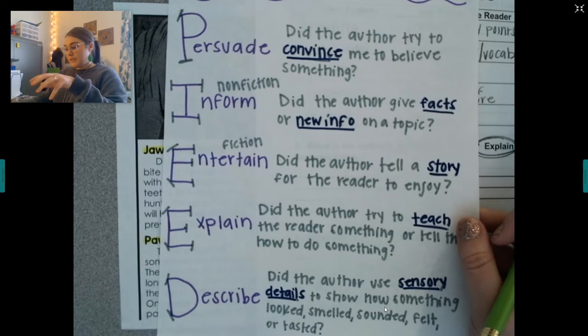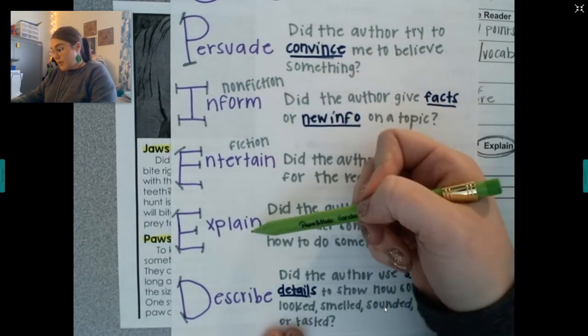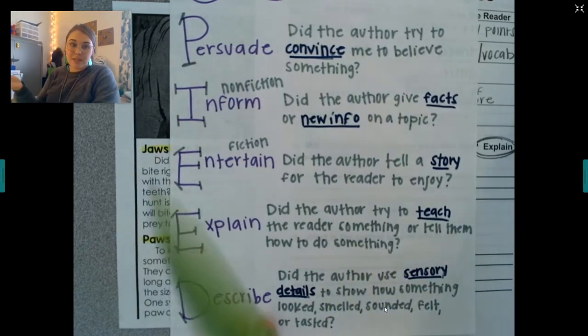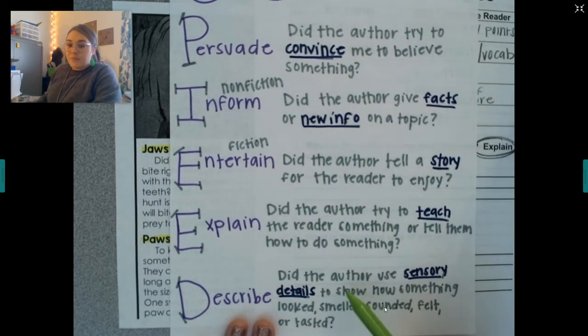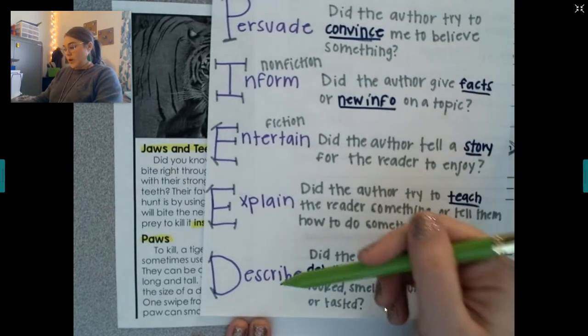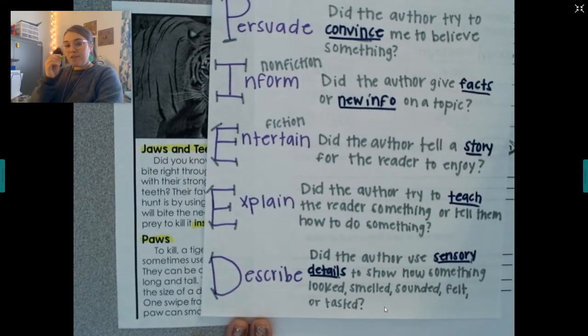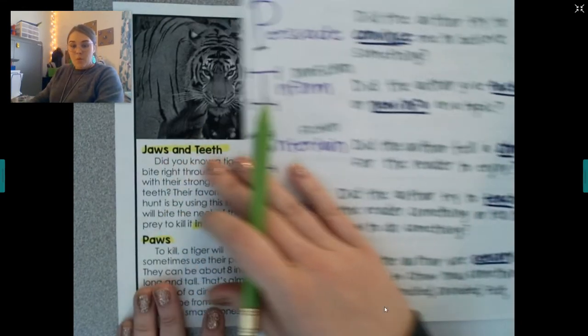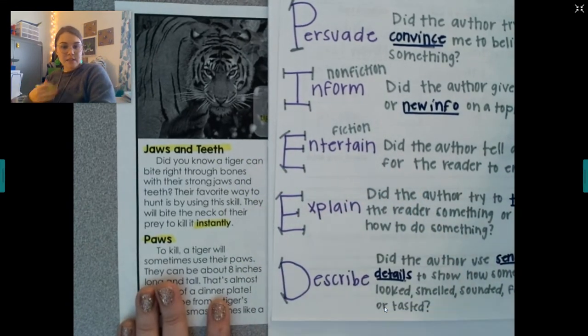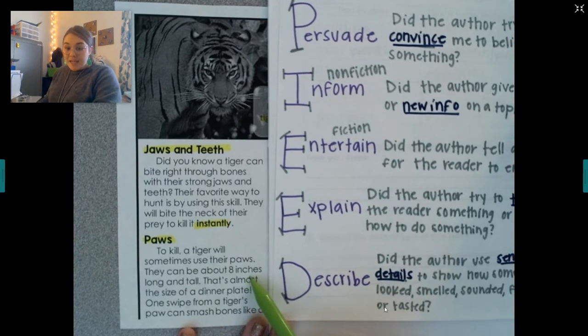So here is what I was thinking. It's either going to be inform, explain, or describe. Did it give me any steps or try to teach me anything? No. Nothing was taught to me besides facts about tigers. Now, I get confused between inform and describe. One thing that gave me a clue that it was inform was it kept saying, did you know? Did you know? This is a fact. This is a fact. They can be 8 inches tall.